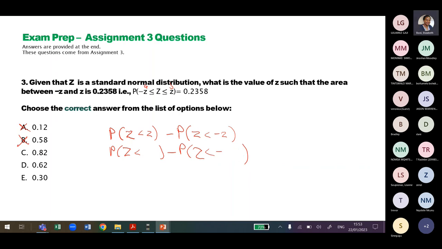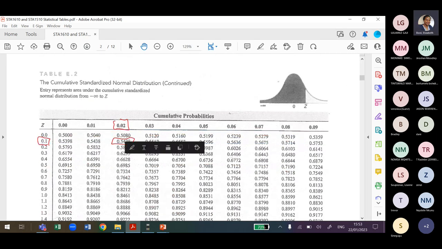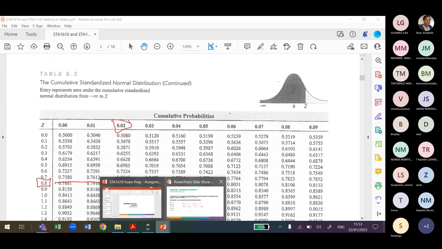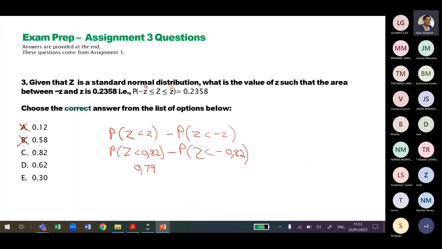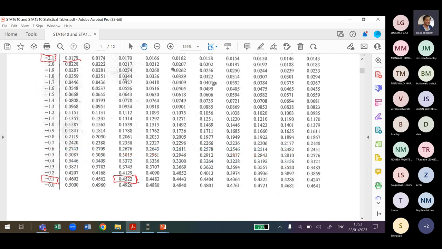The next one is 0.82. 0.82 minus 0.82. We need to validate each one of them to see if it gives us the answer. Okay, go into the positive side. We remove all the ink that we have here. 0.82 is 0.7939. 0.7939 minus, we go to the negative side. Also remove the ink.